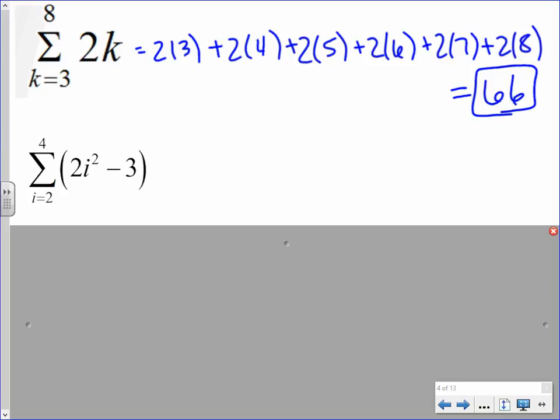Next sum. This might be the only one that doesn't have a k. It has an i instead, but that's okay. As long as this letter right here is what we're plugging into in the function. So since this is i equals 2, we're plugging 2 in for i, and then 3, and then in this case we stop at 4.